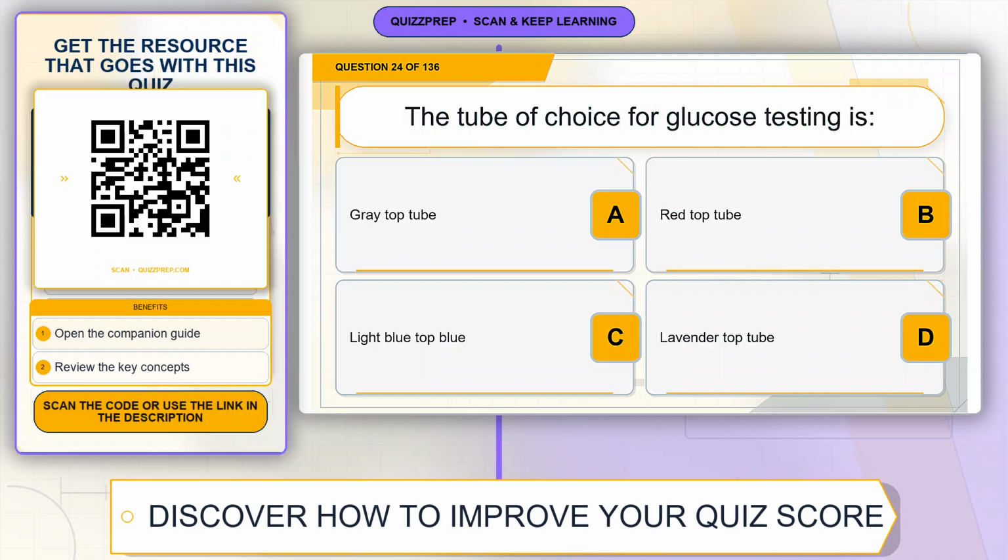Question 24. The tube of choice for glucose testing is option A, gray top tube. Option B, red top tube. Option C, light blue top tube. Option D, lavender top tube.